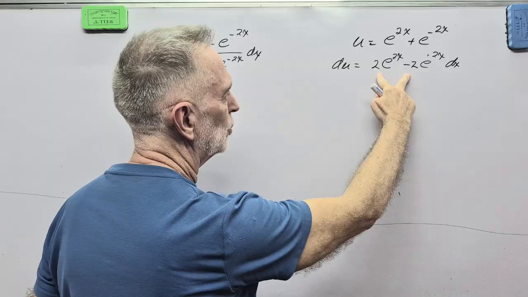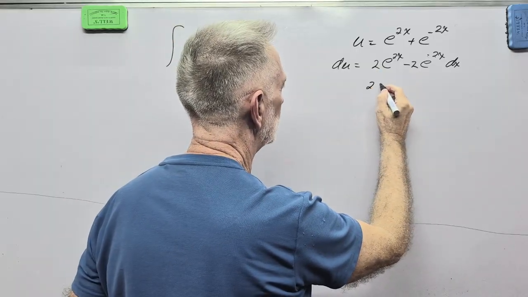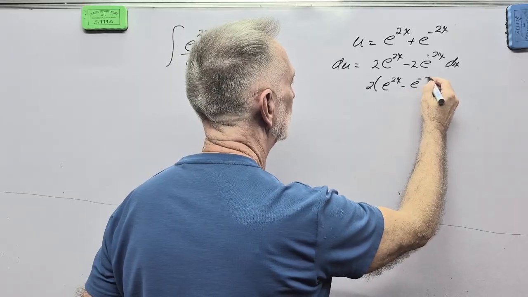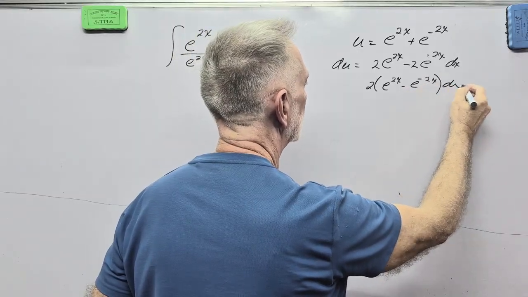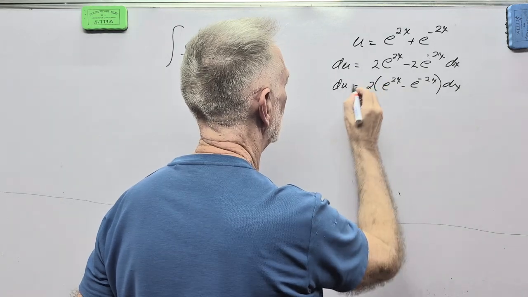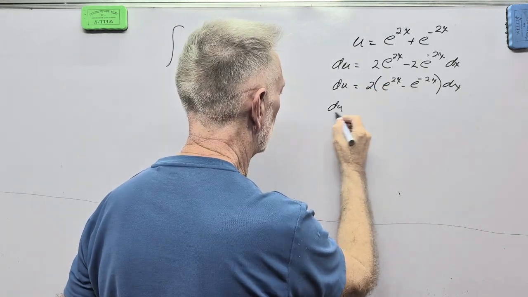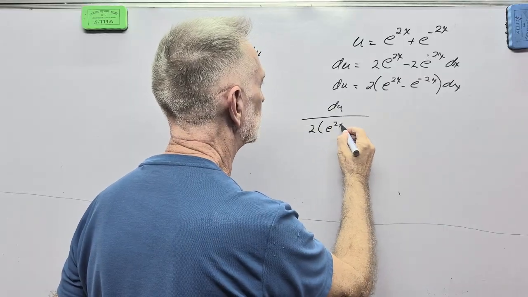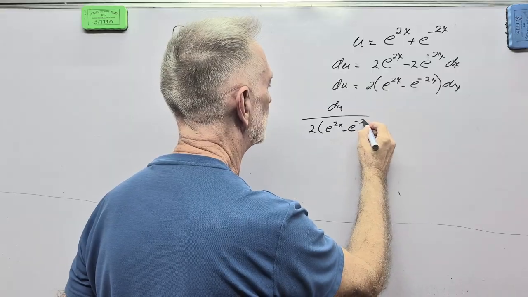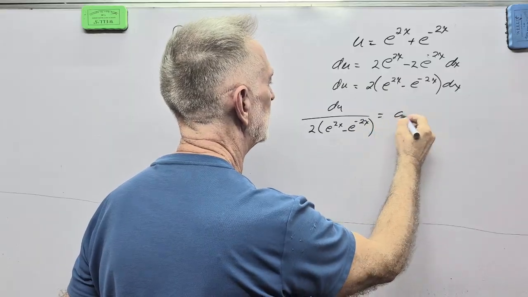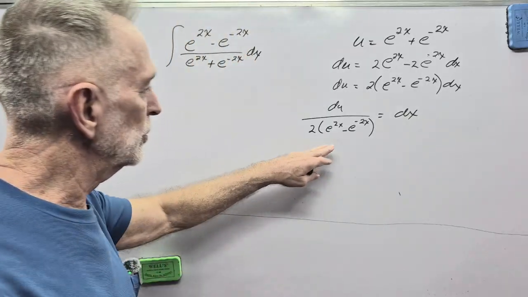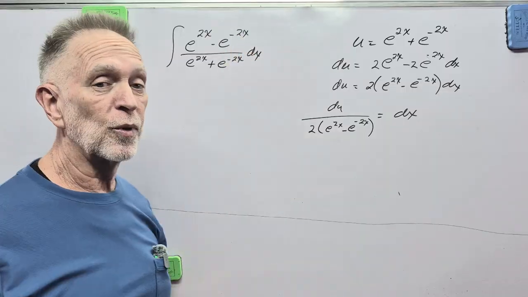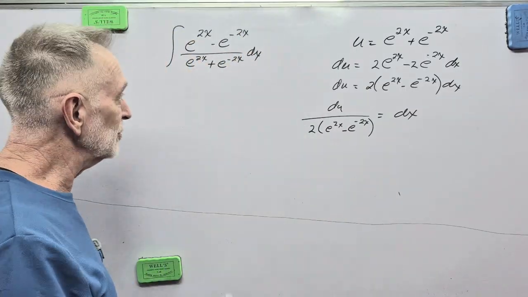We're going to factor a 2 out. So I have 2 times e to the 2x minus e to the minus 2x dx. Now that's du. So du over 2 times e to the 2x minus e to the minus 2x equals dx. Now you'll notice e to the 2x minus e to the minus 2x. Wow, that's my numerator. How easy is this going to be?